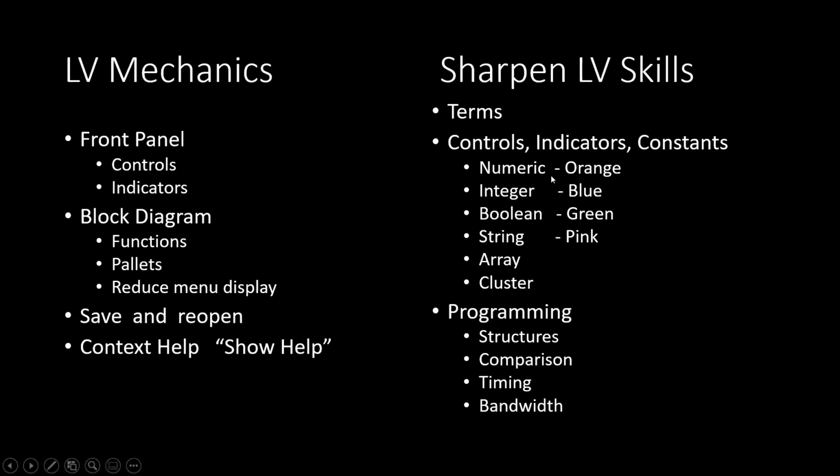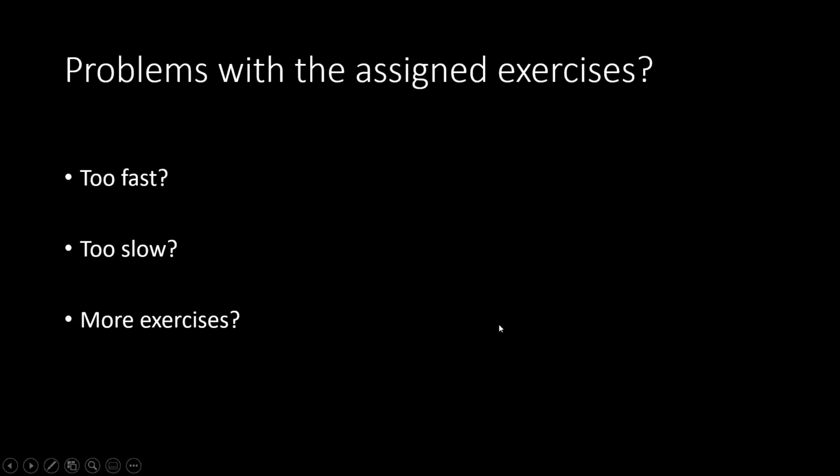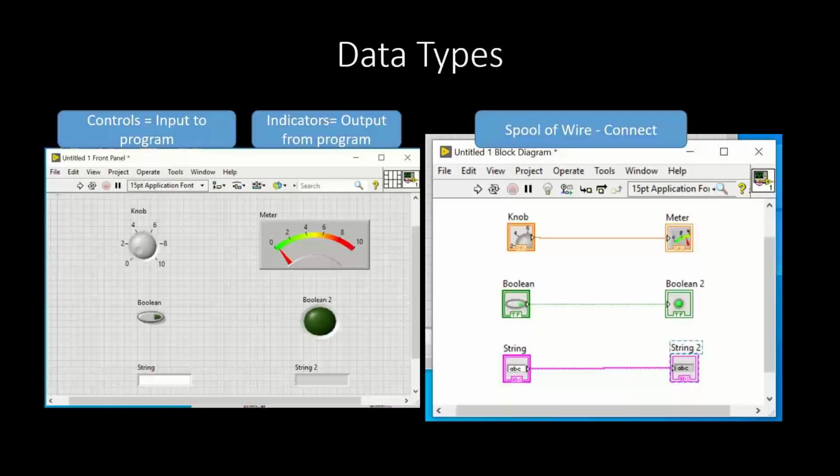The thing we're going to be identifying in tonight's session is the different colors that are associated with the different types of variables. For instance, a numeric value is orange, an integer is blue, the Boolean is green, and the string value is pink. And then the programming structures are the place we're going to be covering a lot of new ground. So I'm assuming, unless anybody has an objection, we went about the right speed last time, so we're going to do that again.